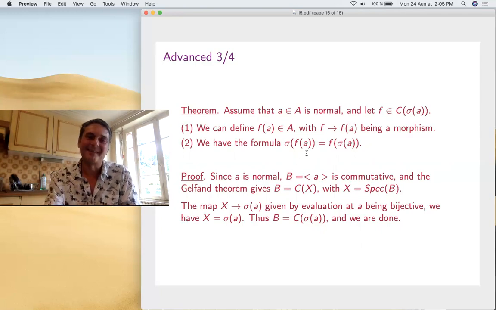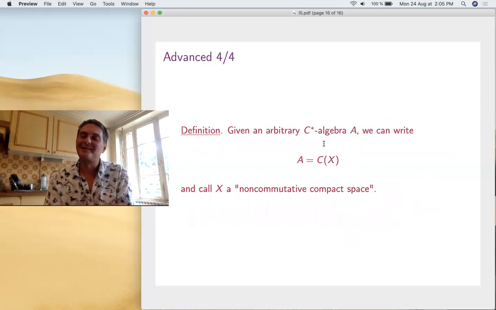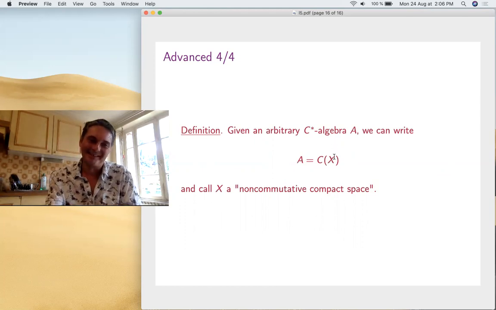So we've done that. Now, there's another application which is interesting too. Once again, Gelfand was telling us that any commutative C-star algebra is functions on a compact space. Now, in general, you can say that given an arbitrary C-star algebra, this is somehow functions on a non-commutative space. But that's non-commutative geometry. So this is very interesting, and it's a bit of an introduction.